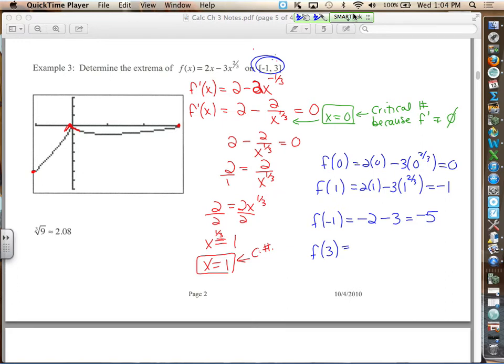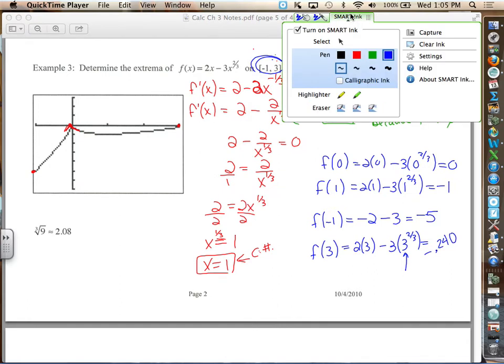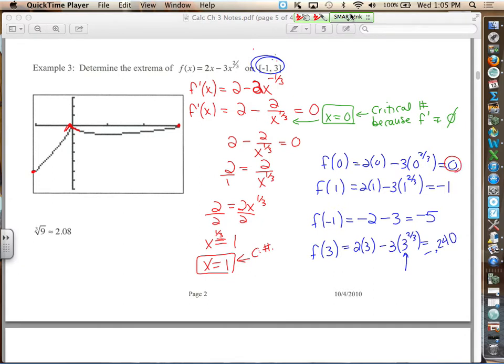And if I plug in 3, this one doesn't work out nicely. I'm going to have 3 to the 2/3 power. This is going to be a decimal. You can put that in your calculator there. It's going to give me negative 0.24025, so about negative 0.240. And then again, if we look at these outcomes here, the biggest outcome is 0.